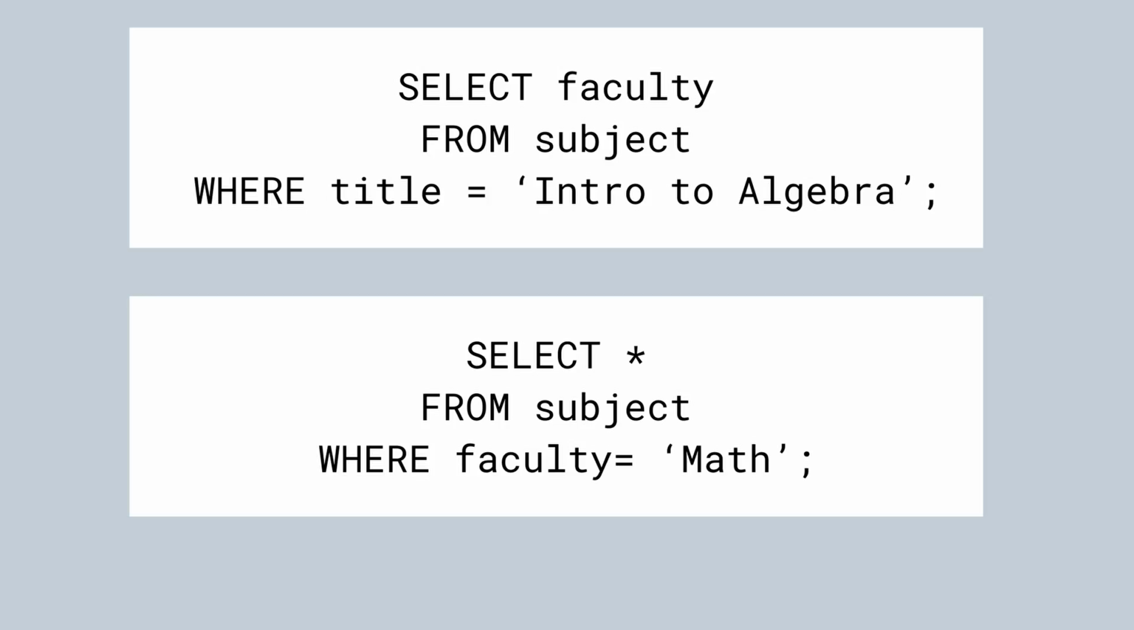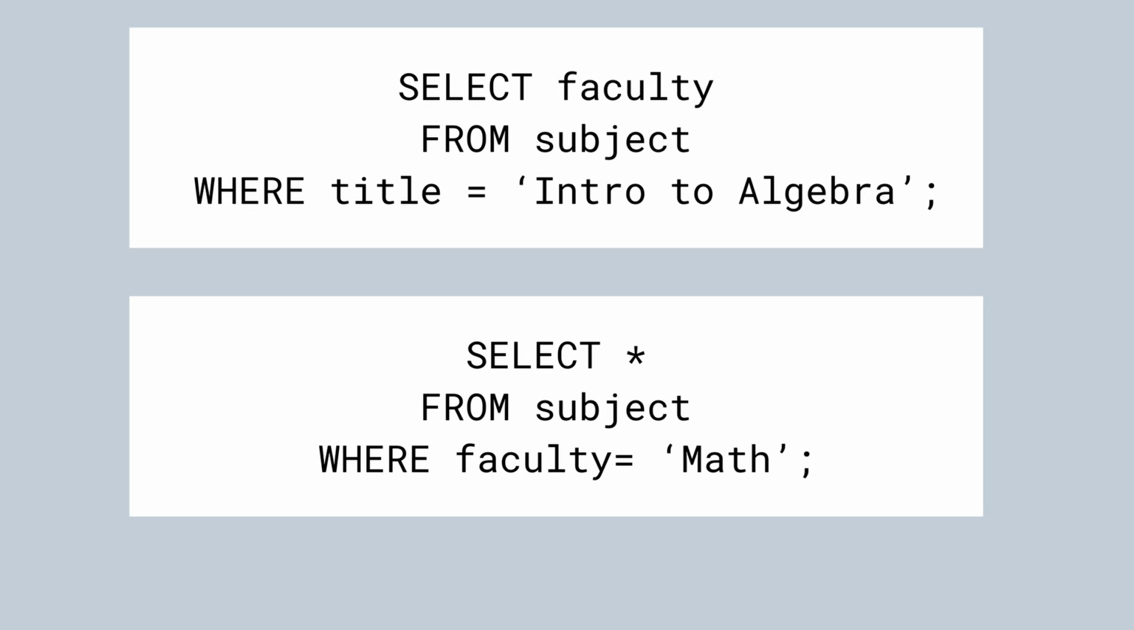With subqueries, we'll be able to receive the same results with just one query. How do we do that? Let's find out. Again, take a look at both queries we had to use to find all subjects offered by the faculty which also offers Intro to Algebra. Now we'll try to merge them into a single query using a subquery.